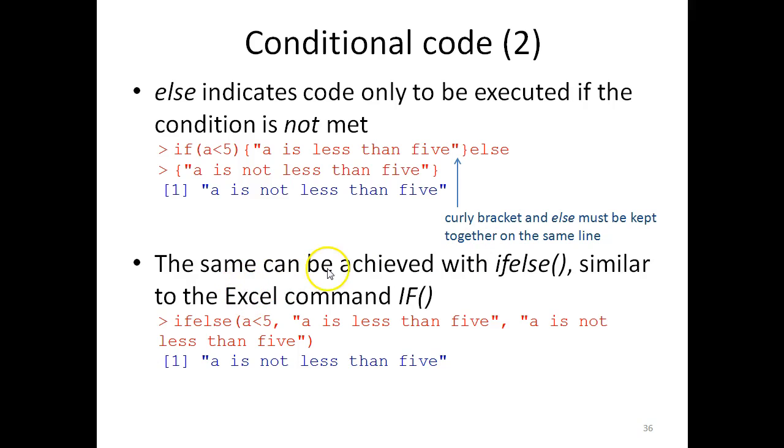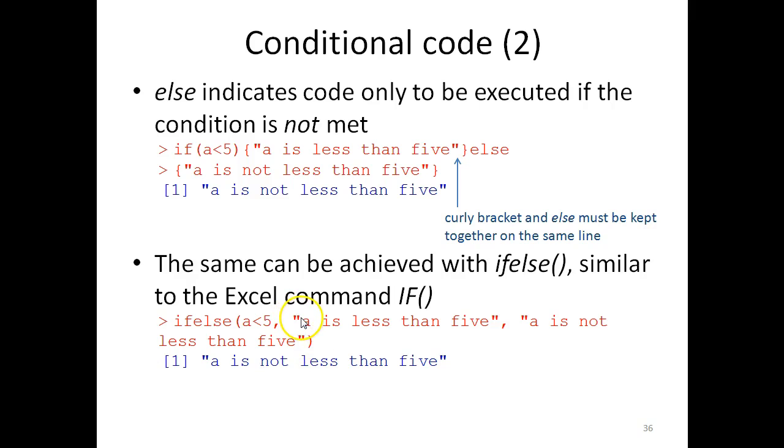You can also achieve this using the command ifelse, which is very similar to the Excel command if. And in this case you provide 3 arguments. The first one is the condition to be tested, A is less than 5. And the second argument is what R is to return if the condition is met. And the third argument is what R is to return when the condition is not met. And in this case you get A is not less than 5 because it's not.